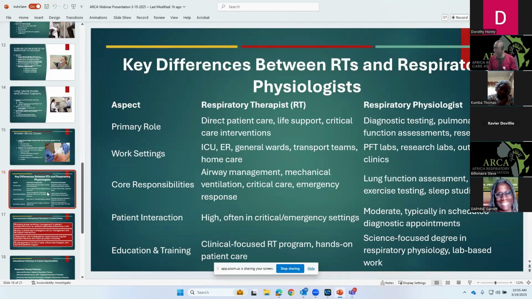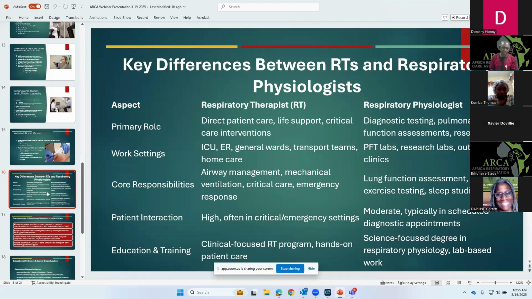A respiratory physiologist, some of their core responsibilities include doing lung function assessments, doing exercise testing, and also doing sleep studies.